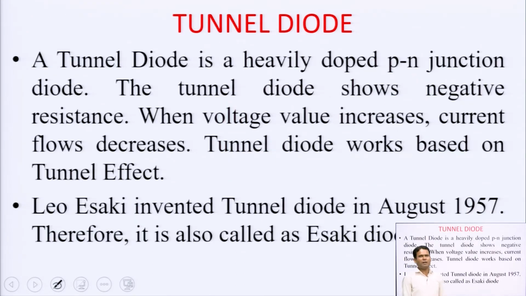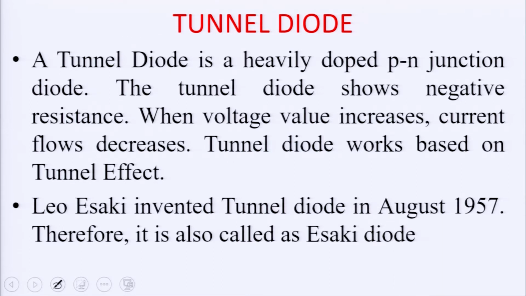Now, another diode is the tunnel diode. In a tunnel diode, there is a tunneling effect, and this is a heavily doped p-n junction diode. The tunnel diode shows a negative resistance region. When the voltage increases, the current decreases. The tunnel diode works based on the tunneling effect. This means there is a negative resistance region in the tunnel diode, and any device that has a negative resistance region may be used as an oscillator.